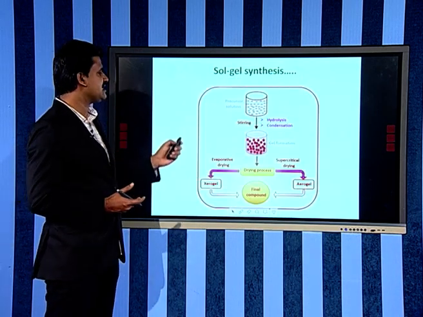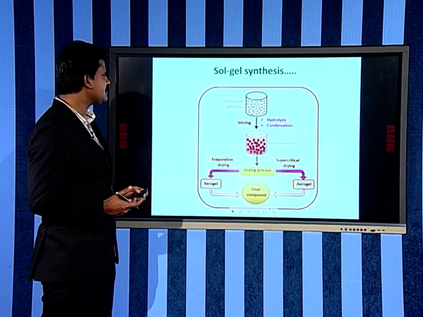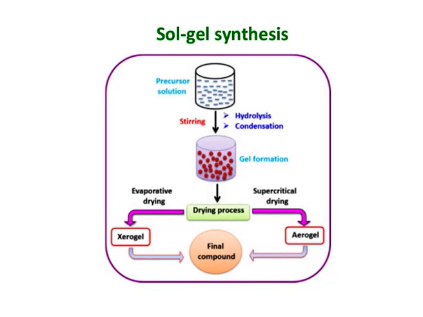Sol-gel synthesis is simply illustrated in this picture. Precursor solution is there, hydrolysis is carried out, gel formation occurs, and then as we mentioned earlier, consecutive steps happen, and finally we will get nanoparticles of desired size.